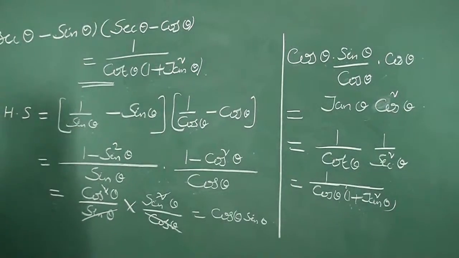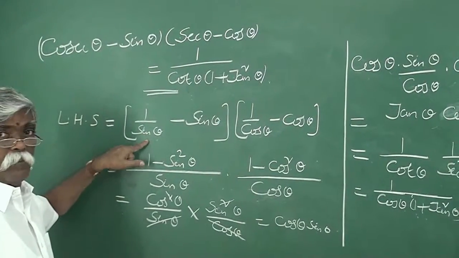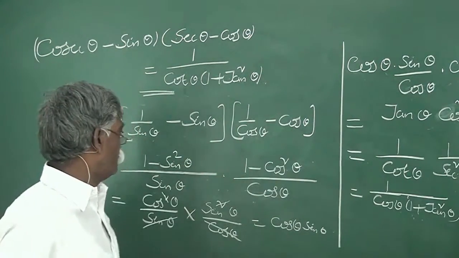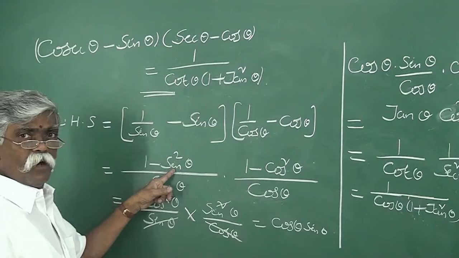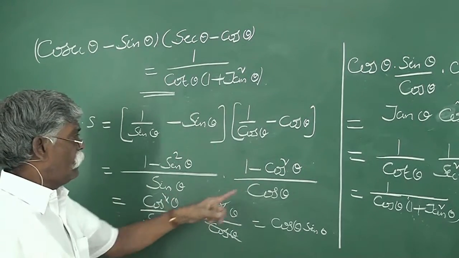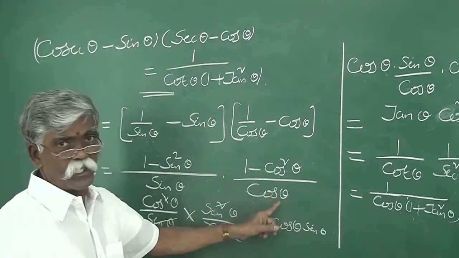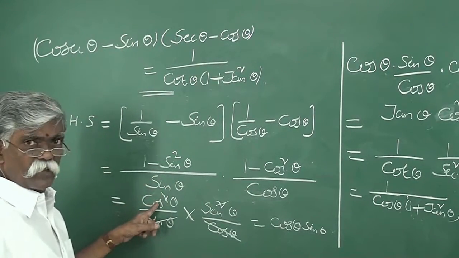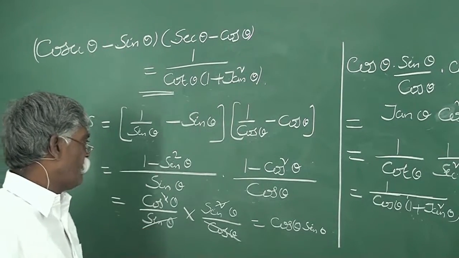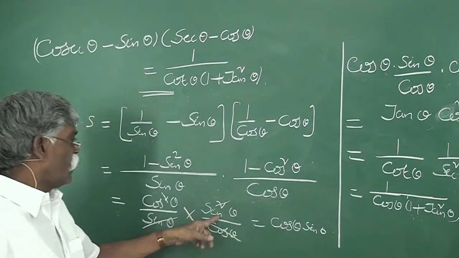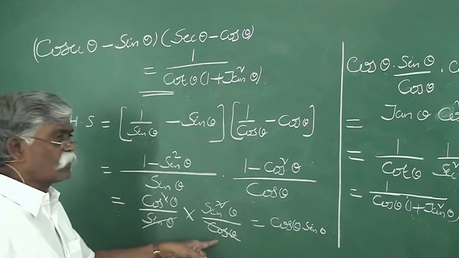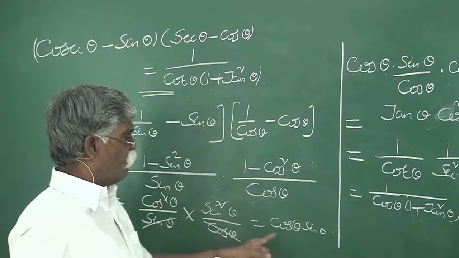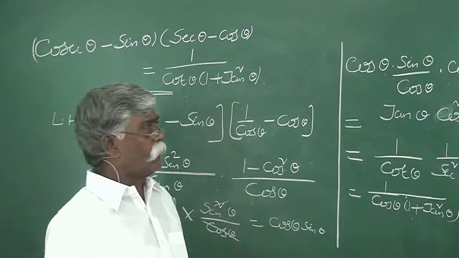So in the beginning, cosecant is written as 1 by sine minus sine. Secant is 1 by cos minus cos. So after taking the LCM, 1 minus sine square theta by sine theta, and this is 1 minus cos square theta by sine theta, by cos theta. 1 minus sine square theta is cos square theta, and this is sine theta. 1 minus cos square is sine square theta, and this is cos. So square and cos cancel, square and sine cancel. We are left with cos theta and sine theta.